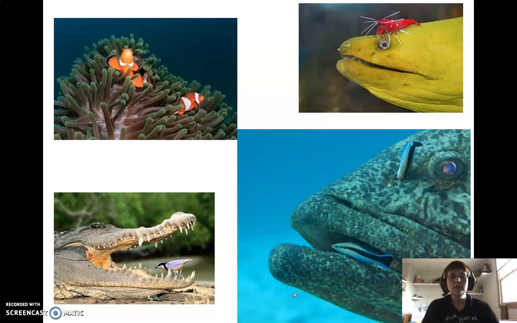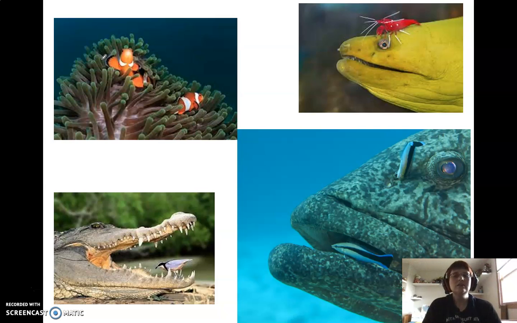Here are some other mutualisms. These ones are a little more interesting. One is pretty famous. Most of you probably recognize this from a Disney movie. And this is a mutualism. In this case, the clownfish is getting protection from the anemone. And in a way, the anemone is getting some good stuff from the clownfish.